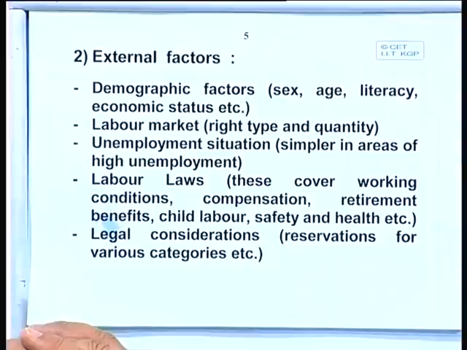So, if you have areas where there is more unemployment, it's easier to recruit. Then labor laws: these cover working conditions, compensation, retirement, benefits, child labor, safety and health, etc. If you have very stringent labor laws, then that is one of the external factors which will affect your recruitment. And legal considerations, reservations for various categories.